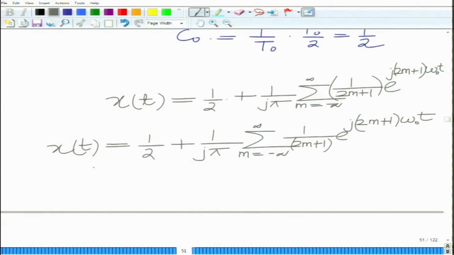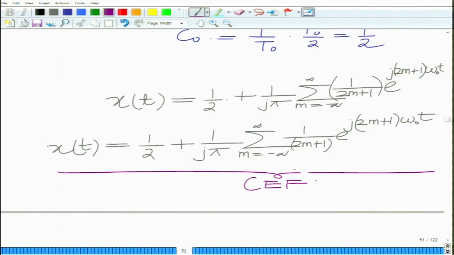So, this is your complex exponential Fourier series representation of the signal.